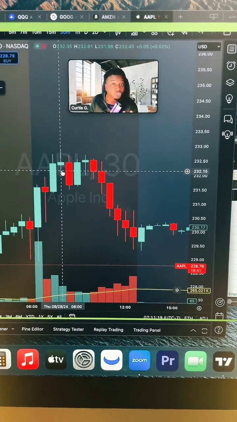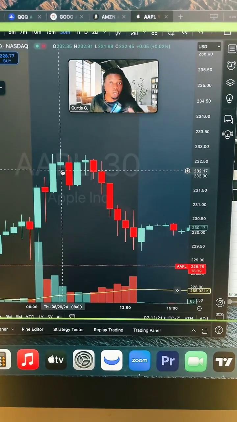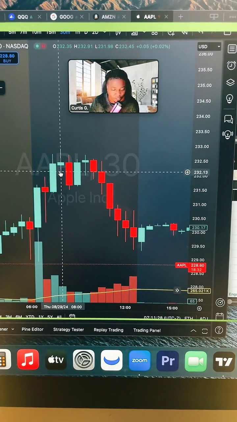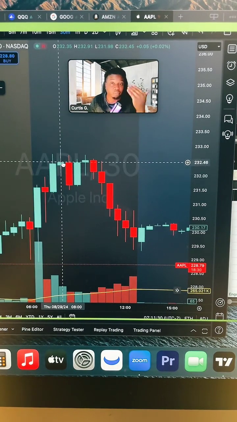Now, the next thing I want you to keep in mind and consider, which we all know, is that most candles have a bottom wick and a top wick, right? This bottom wick represents some pullback, right? This bottom wick represents some pullback.